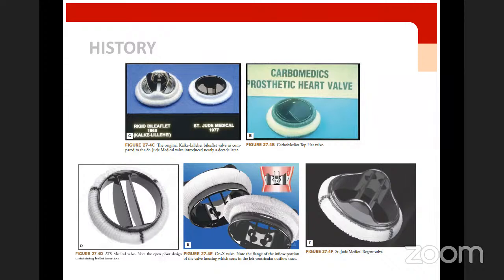Onyx also added the advances of pyrolytic carbon technology and some more flexible coating to allow better resembling and mimicking of the normal flow pattern. The most recent St. Jude Medical valve introduced was the St. Jude Regent, in which they have modified the sewing ring and also the external profile to increase the effective orifice area, allowing larger prostheses to be implanted. We'll talk about the effective orifice area at the end of the lecture.